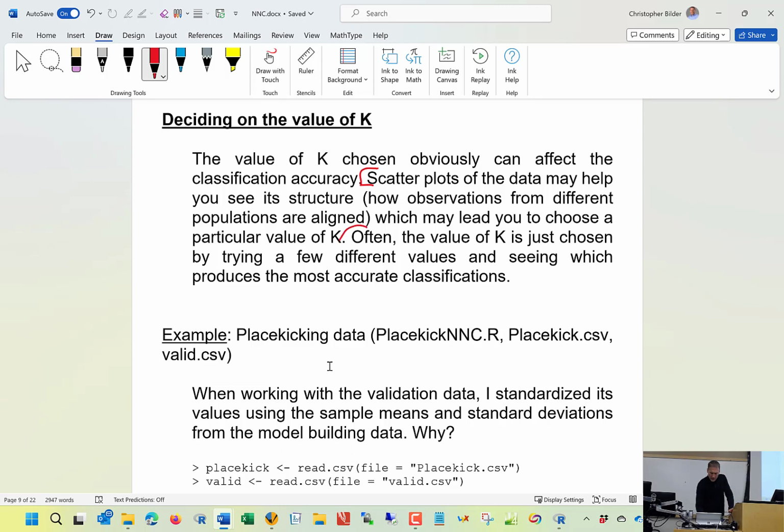But often what you see done, and this makes sense, is that the value of K chosen just results from trying a bunch of different values of K, finding which one does the best in terms of your overall prediction rate, or it could be based upon, let's say, one of your groupings, or 2 of your groupings, or 3 of your groups. Look at the individual grouping correct classification rates.